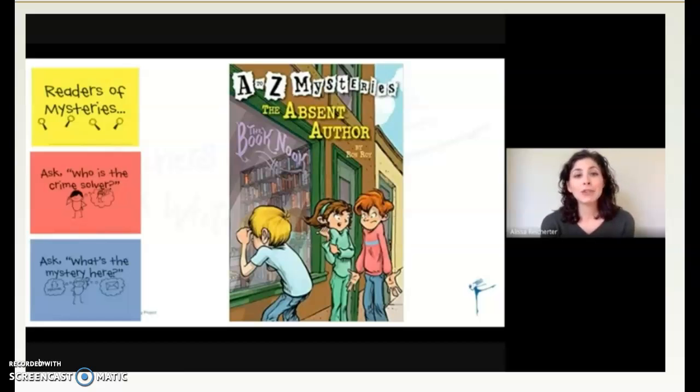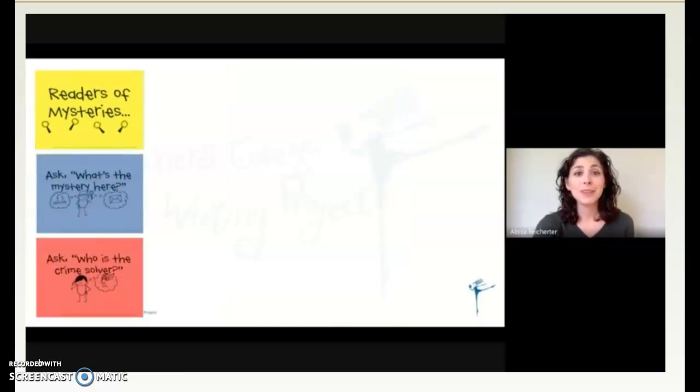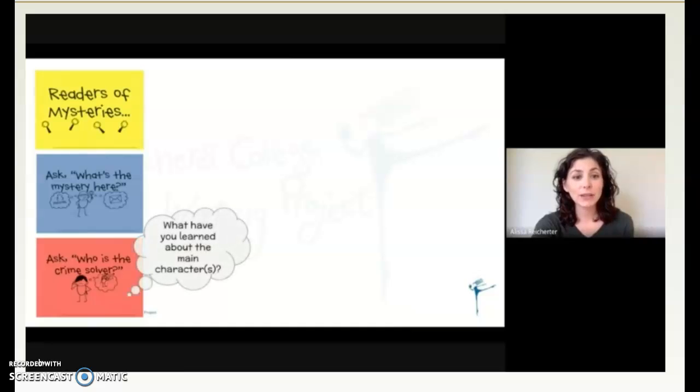And even after your first day of reading, even if you dive right into reading, you should be able to answer these two important reader questions. Who is the crime solver and what's the mystery here? So, if you're reading today and you can answer these questions, you might also find that you've thought a little bit more about that crime solver, and you can think to yourself, well, what have I learned about the main characters? And recording your thoughts will be so powerful for you to reflect on your reading life and also for you to document your thinking.